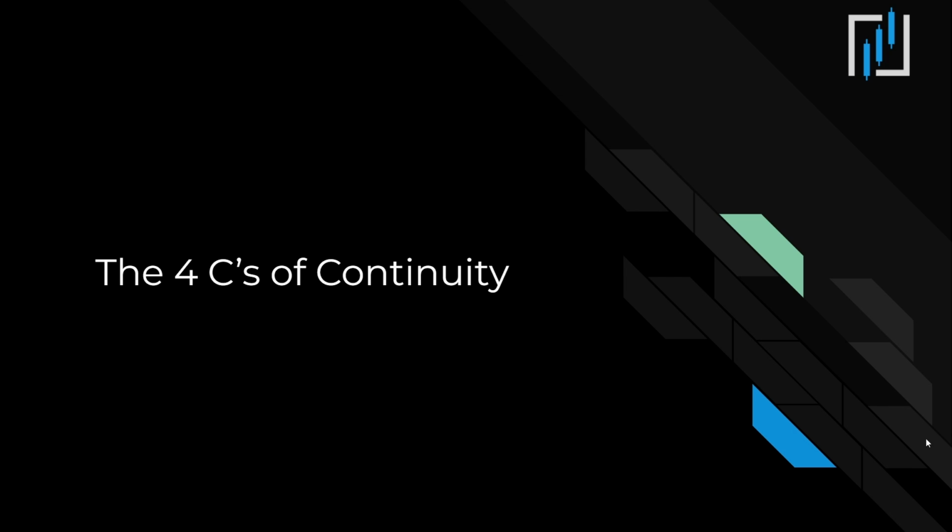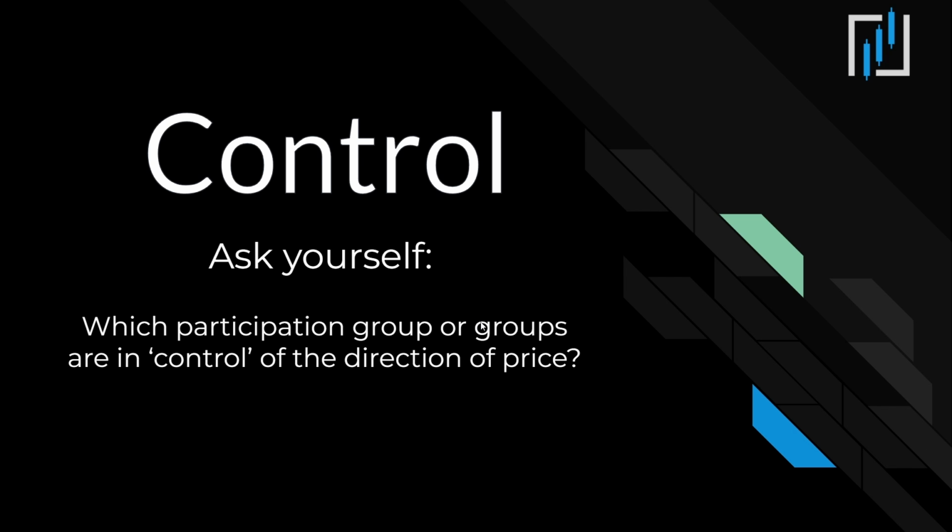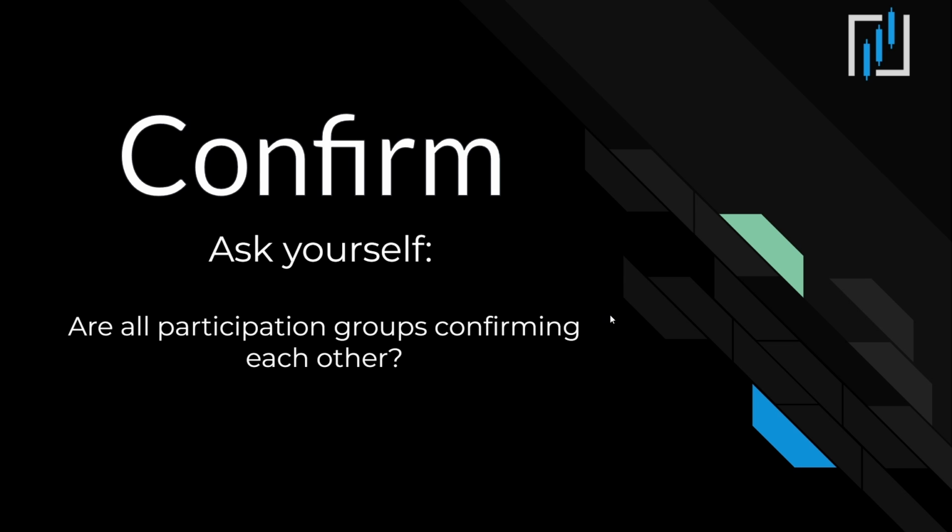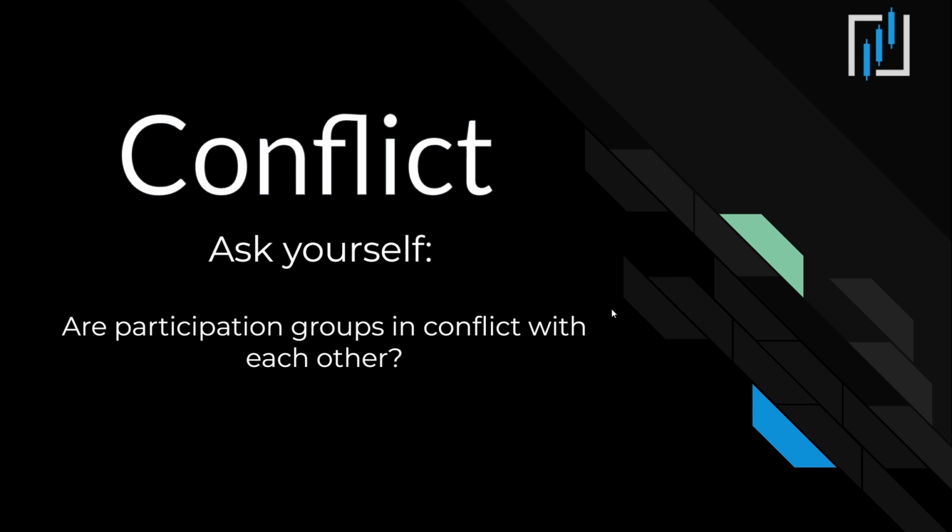Not everyone's cut out for that. The 4 C's of continuity. The first C is control. Ask yourself, which participation group or groups are in control of the current direction of price? The second C is confirm. Ask yourself, are all participation groups confirming each other?